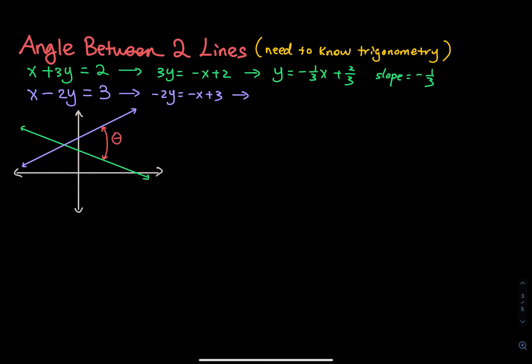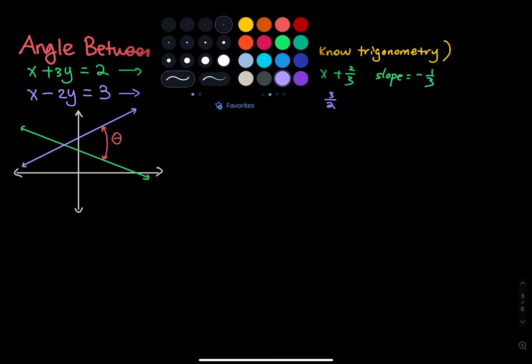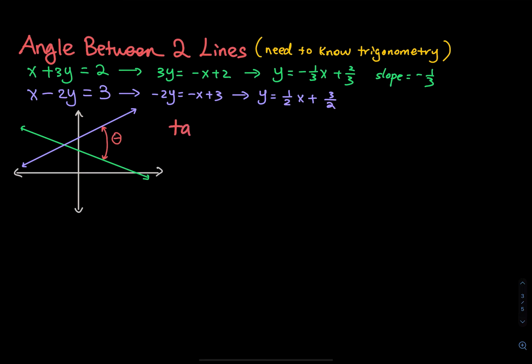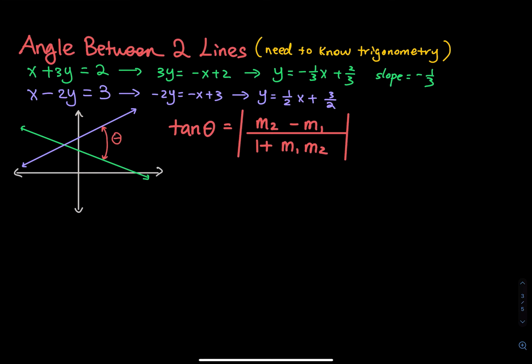And then you have to tell me what the slope is, because for the angle between two lines, I am going to state the formula. The formula is tangent theta, so that's why you need to know trigonometry, equals the absolute value of a big fraction. On top of the fraction, we have the second slope minus the first slope. And on the bottom, we have 1 plus the first slope times the second slope. You have to tell me which one is m1 and which one is m2. To be honest, the order is not that important.